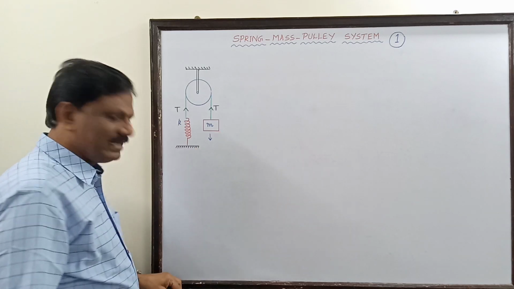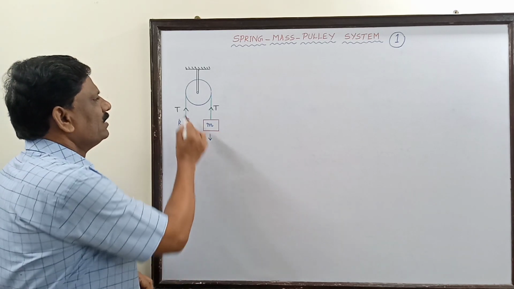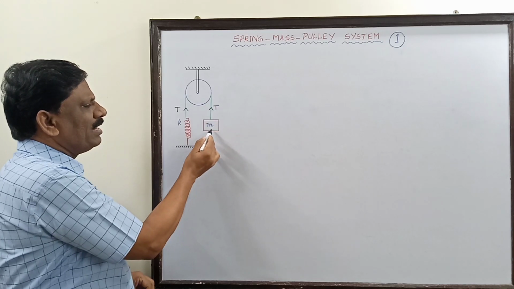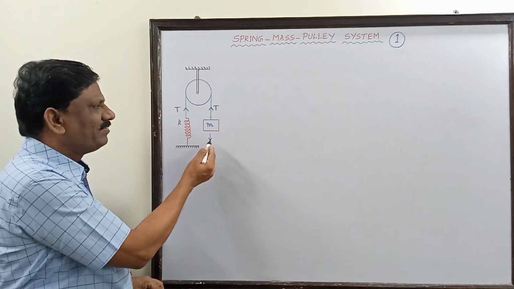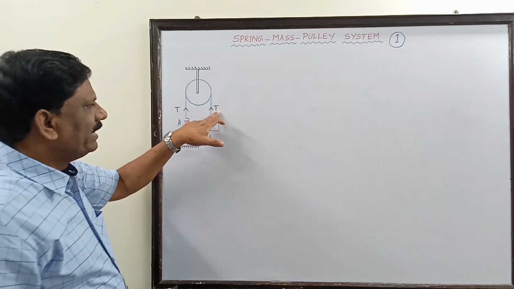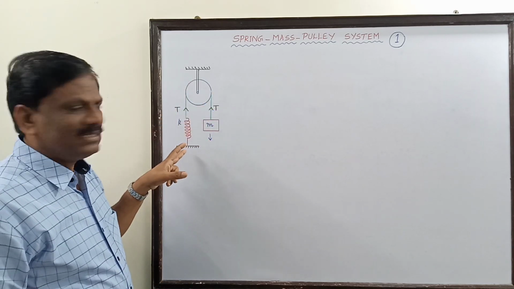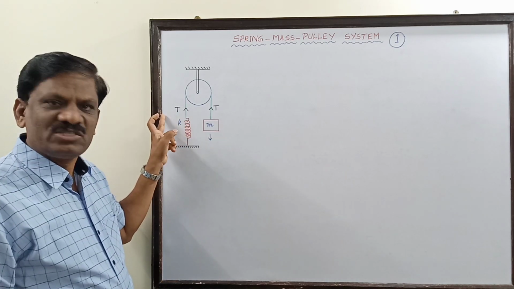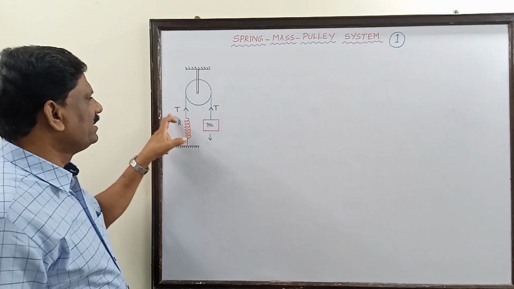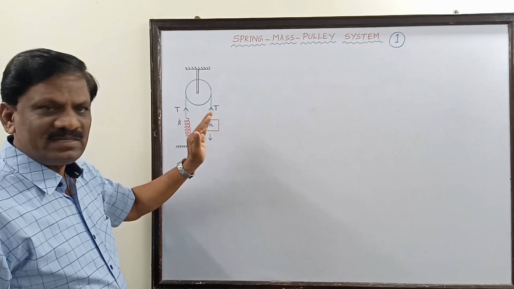Now the system is in equilibrium. It is at rest initially. So now this mass will have some weight which is acting in the vertically downward direction. Because of that weight, there will be a tension in the string. Since the string is continuous, the same tension will be observed on the left end of the string. So T is the tension which is acting on the string on both sides.